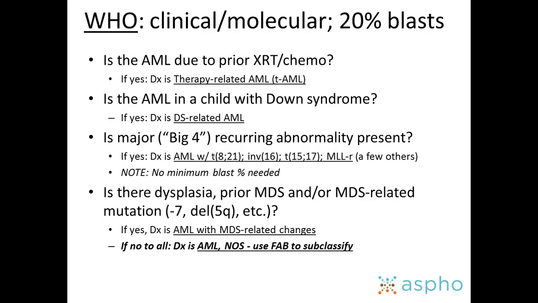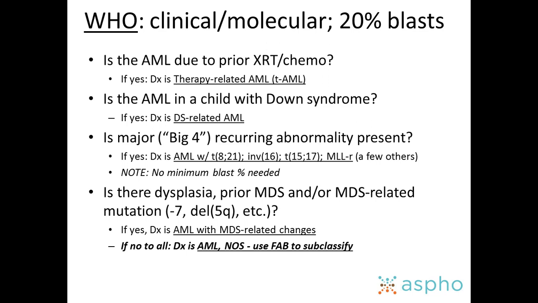So the newer classification scheme, the definitive book was published in 2008, and there's a revision that's currently in press for the World Health Organization. So this is based primarily on clinical and molecular features, and a requirement now of only 20% blasts. Now that requirement is actually waived if you have one of the genetic abnormalities that I talked about.